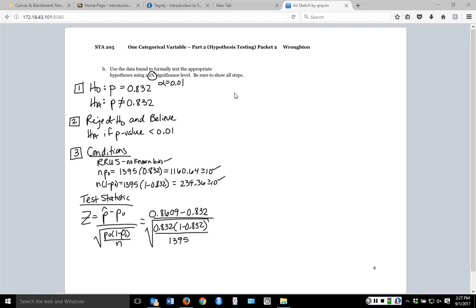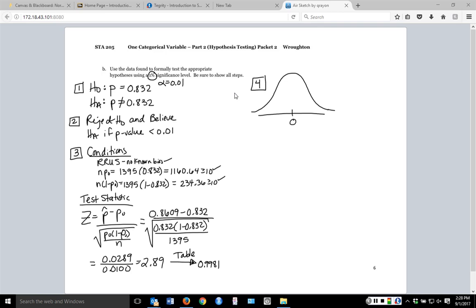So looking like that. So top number, bottom number gives us 2.89. And the next thing we're doing is we're taking this number, looking it up in our table as usual, of which we get 0.9981.